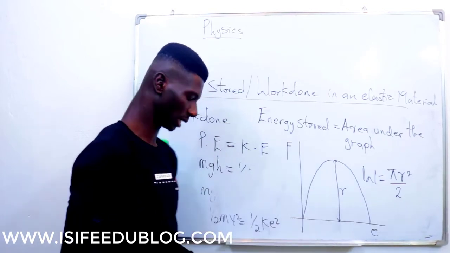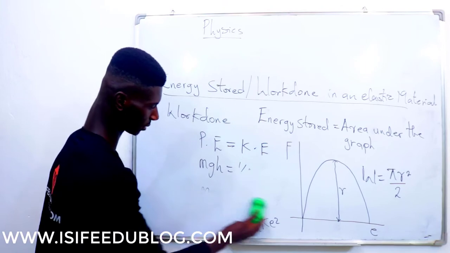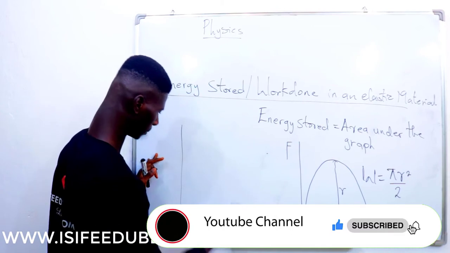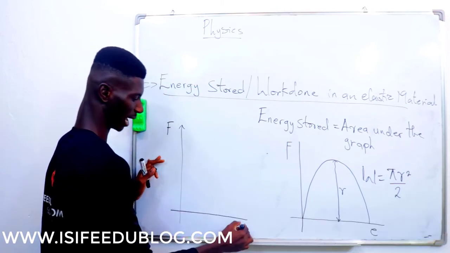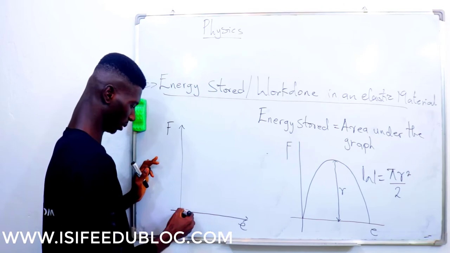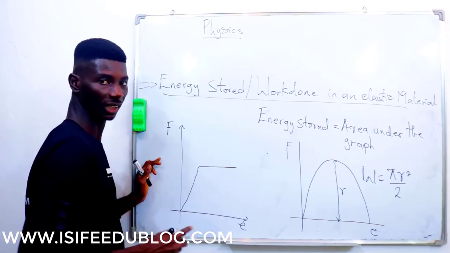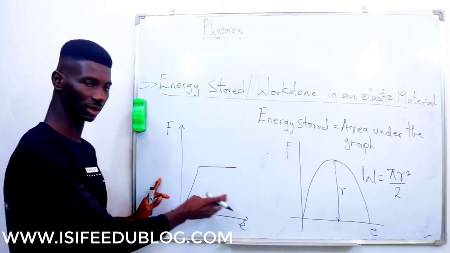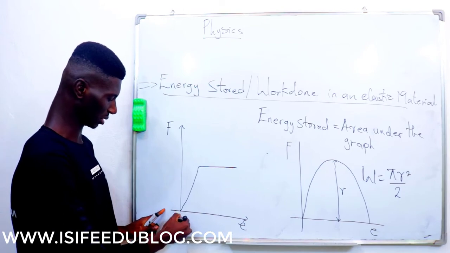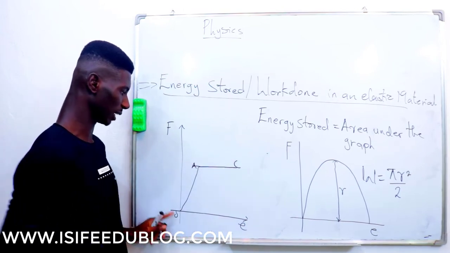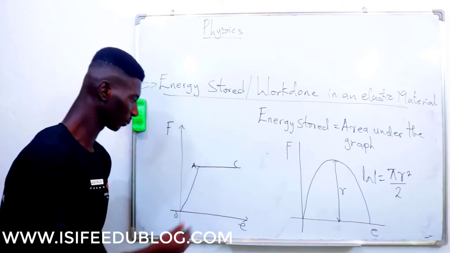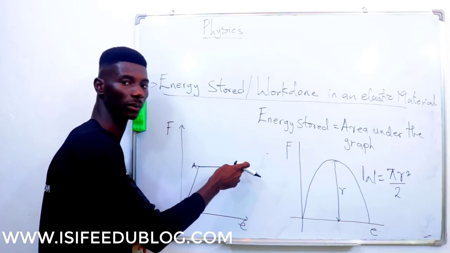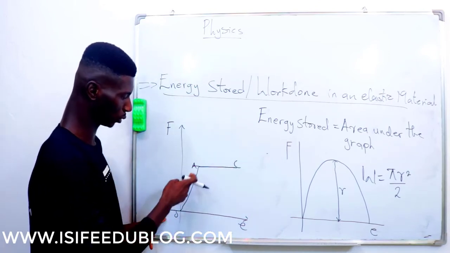Now this is a separate case entirely. We have another case, let me put it down this way. We have another case where if you plot the force against the extension, you can have something of this nature. In this case now, they will ask you, what is the area on this graph? Maybe they can label it, you can label anything they like, and they'll ask you, what is the energy stored in this particular elastic material from O to C? Or they can say from O to A.